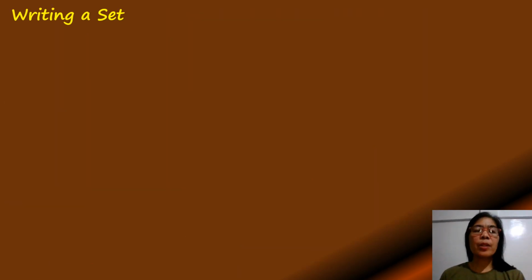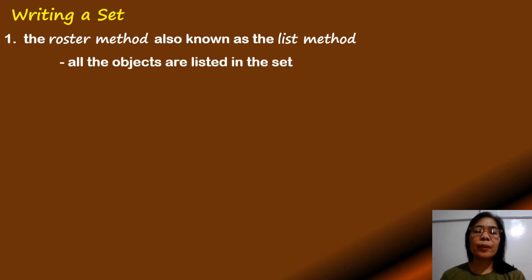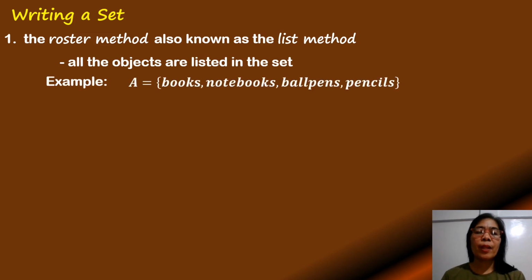There are two methods of writing a set. The first method is the roster method, which is also known as the list method. As the name itself implies, in the list method, all the objects are listed in the set. Examples, we have A is the set of books, notebooks, ball pens, and pencils. That means all other objects which are not found in the list do not belong to set A.